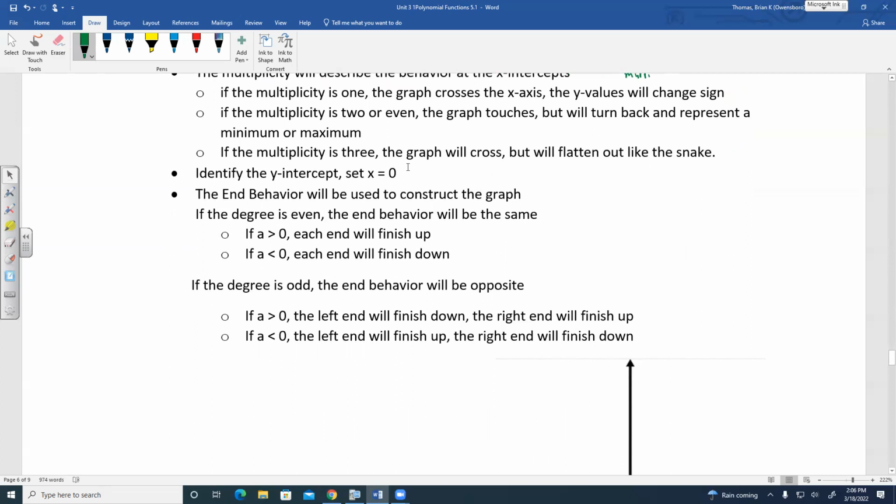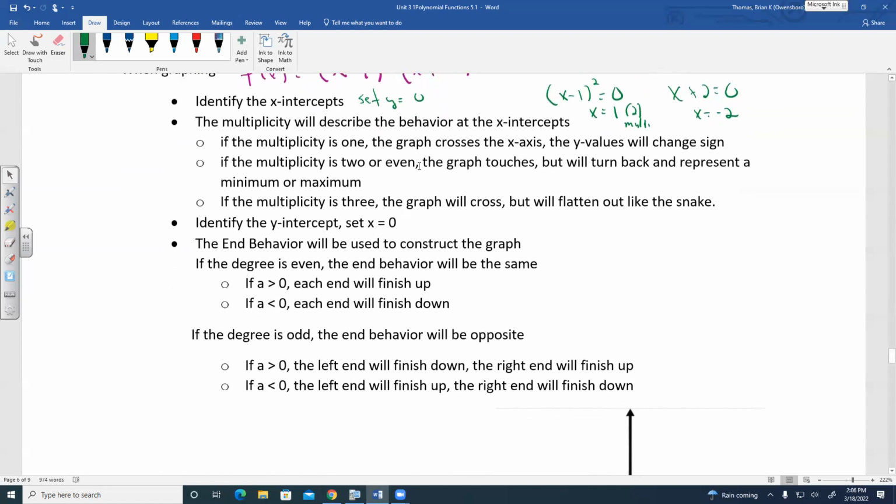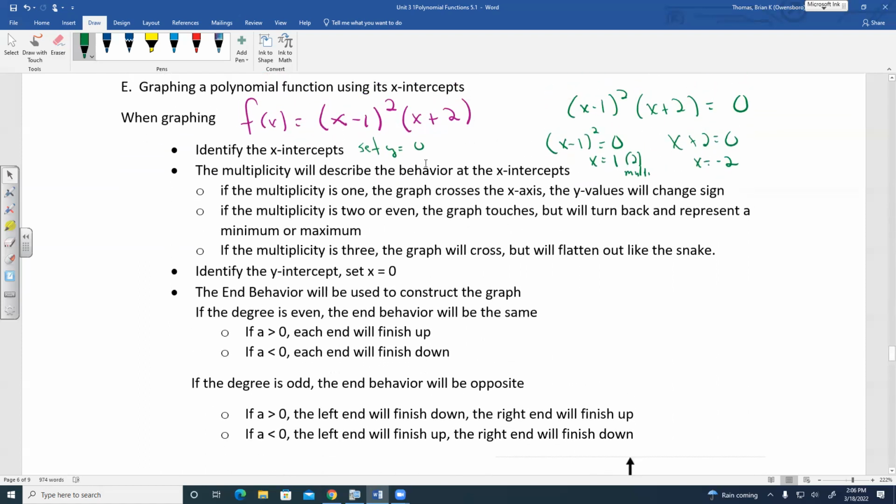Another thing we want to do is identify the y-intercept. So we set x equal to 0 and solve for y. So if I look at this problem here, y is going to equal 0 minus 1 squared times 0 plus 2. So that's going to equal, a negative 1 squared would be a 1, and 0 plus 2 is 2. So my y-intercept is going to be this 2.